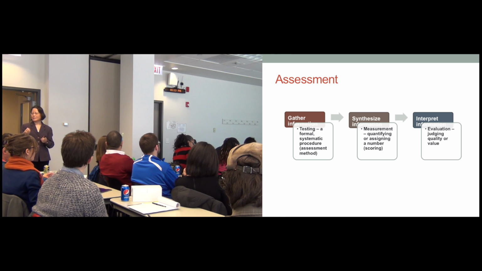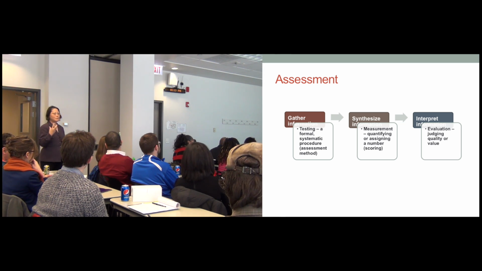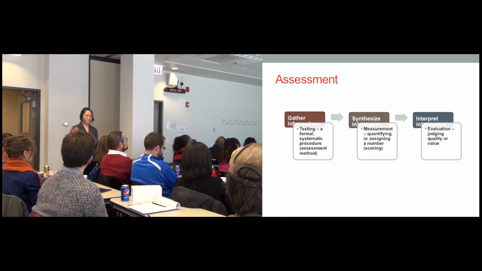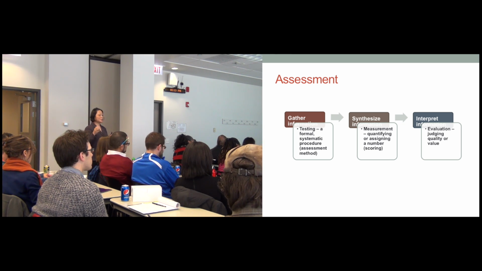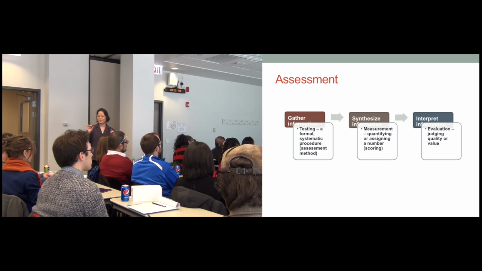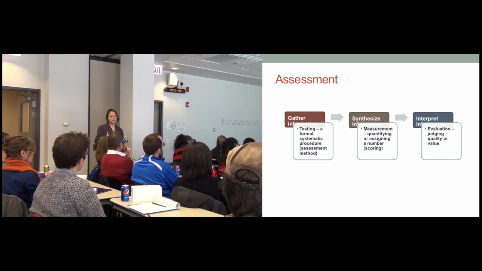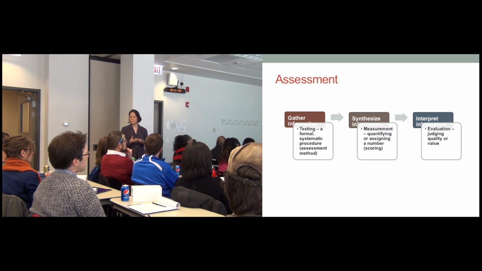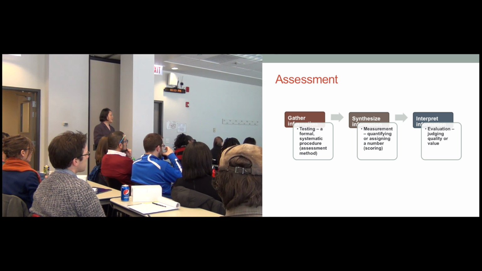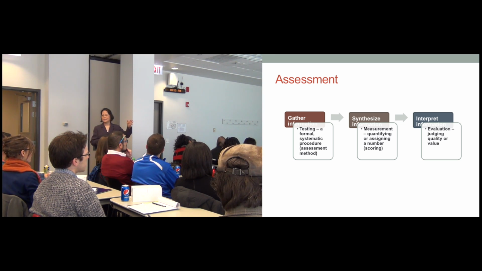Once we have assessment results, we need to measure them. We need to assign a score, and we need to quantify it so that we can make a judgment. So we need to give a number or assign points to a product, to a performance, to a project. After we quantify the students' work, we will be able to evaluate the quality of the work. These are the three important steps of the assessment process.